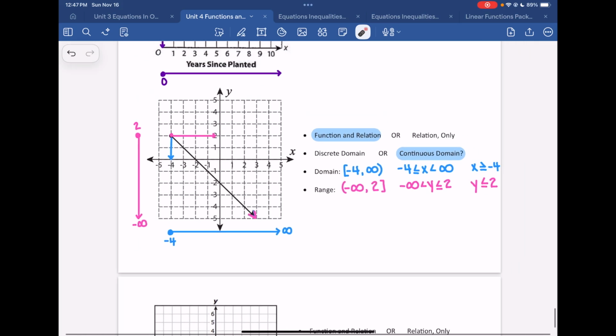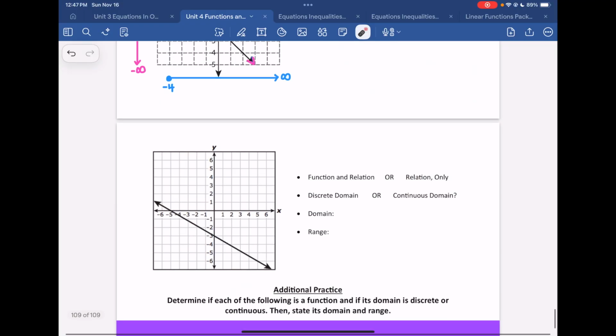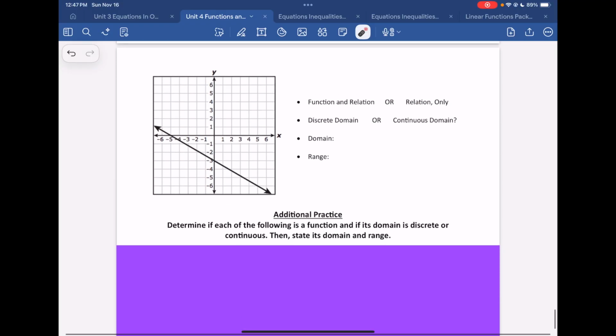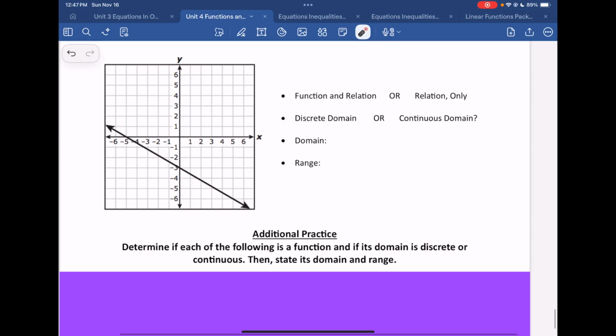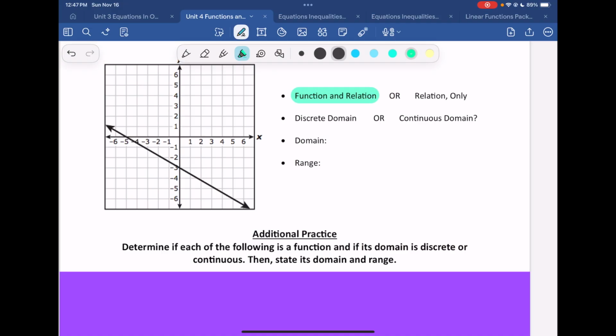Okay. We're going to do one more, and then I'm going to give you time. Well, you're going to pause the video and do some practice. So this is the last one that we're going to do together. So as you can see, it's a line. It's not vertical, so it's going to be a function and a relation. It's connected, which means the domain is continuous, which means we cannot possibly list the domain and range.